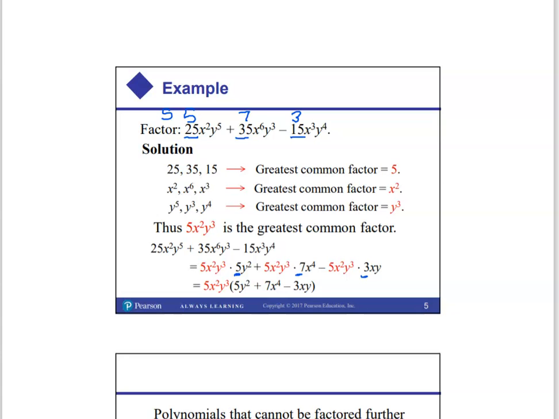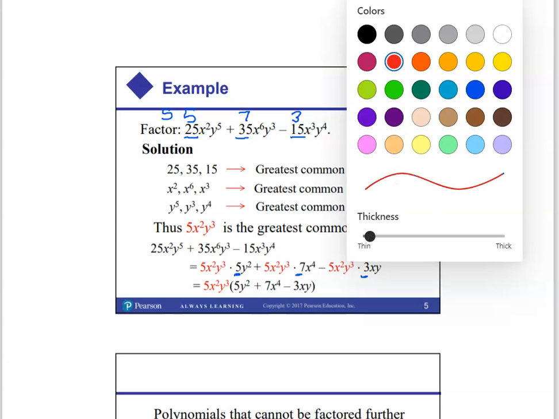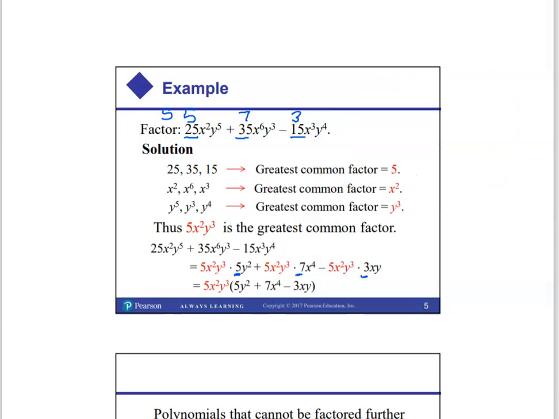The next thing that they're looking at is their variable. And so they're kind of comparing this x squared right here to this x to the 6th to this x to the 3rd. Now you can only pull out the smallest of the 3 things. So if we've got an x squared and an x to the 6th and an x to the 3rd, the x squared would be the smallest. So they took the x squared out of each one of these terms.